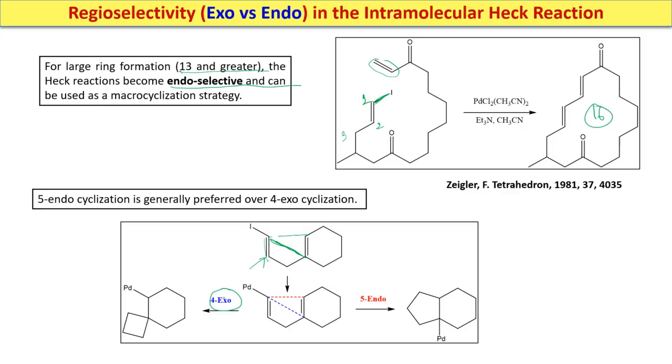4 exo, 4-member ring. This is a newly generated ring, and in the right hand side we have a 5-member ring. So 5 endo cyclization is generally preferred over 4 exo cyclization. Though we have seen before that for smaller ring formation, for 5, 6 and 7-member rings, it is exoselective, that we have already seen. But here we are getting 4 exo. So a 4-member ring is not very stable, and that is the reason in this case the 5 endo is preferred over the 4 exo, because this is a very small ring.